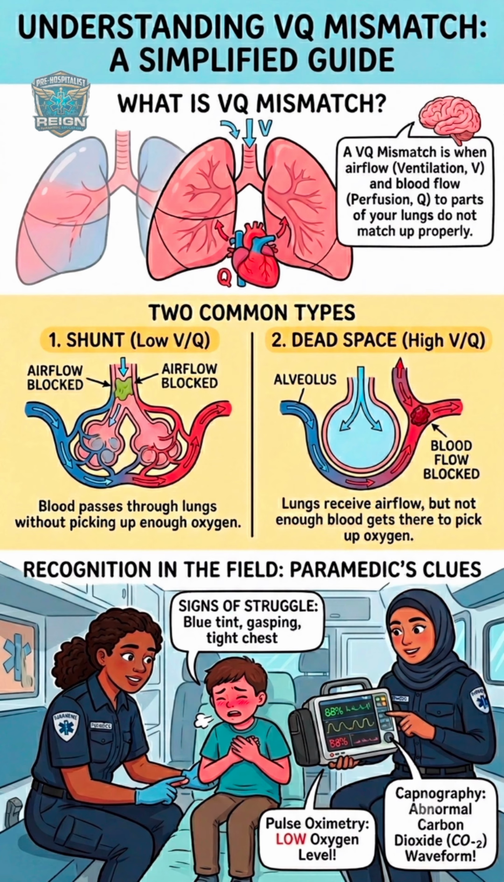Capnography, the secret weapon. This tool measures the amount of carbon dioxide a patient exhales, drawing a wave on a monitor. If the lungs aren't trading gas properly because of a VQ mismatch, the carbon dioxide levels and the shape of that wave will warp instantly, telling the paramedic exactly how bad the factory jam is.